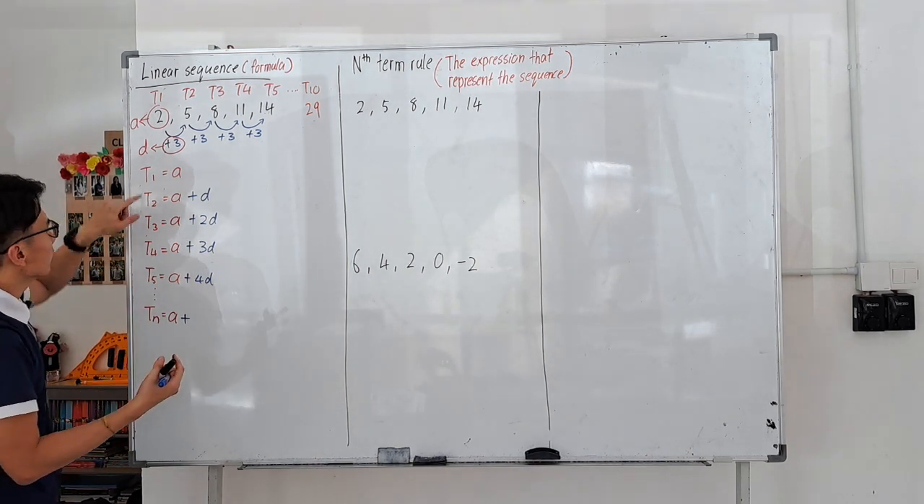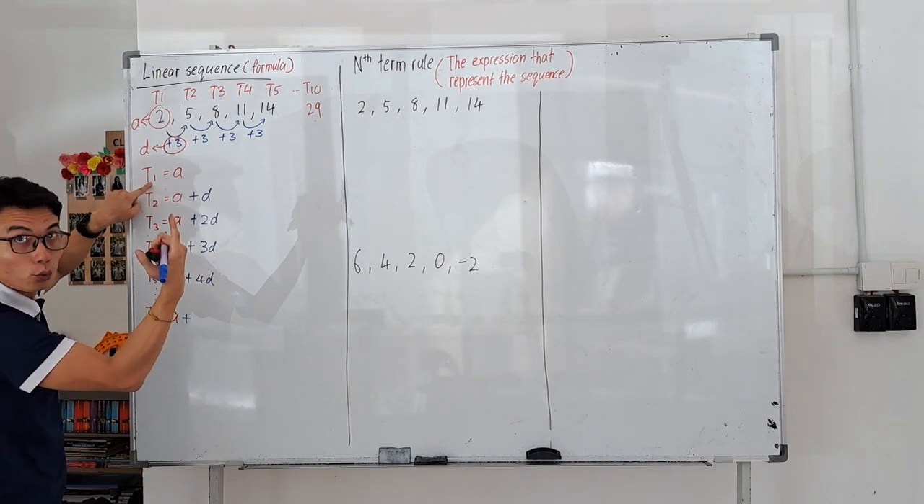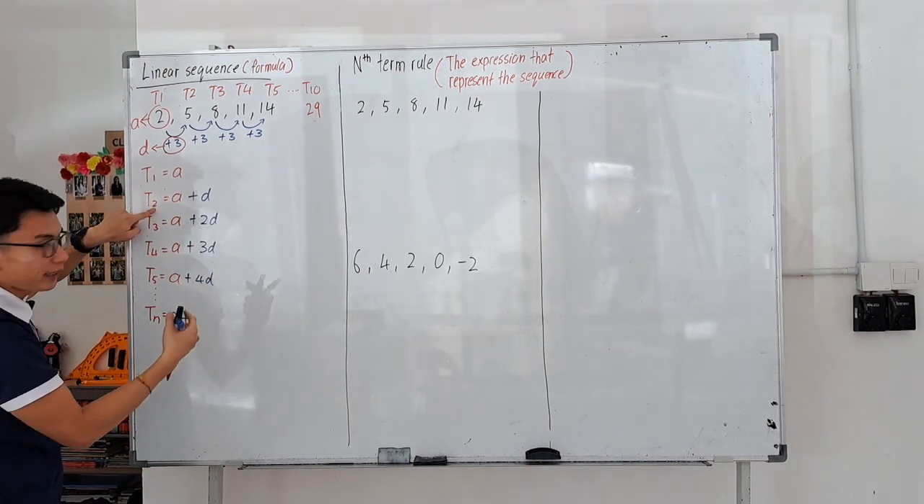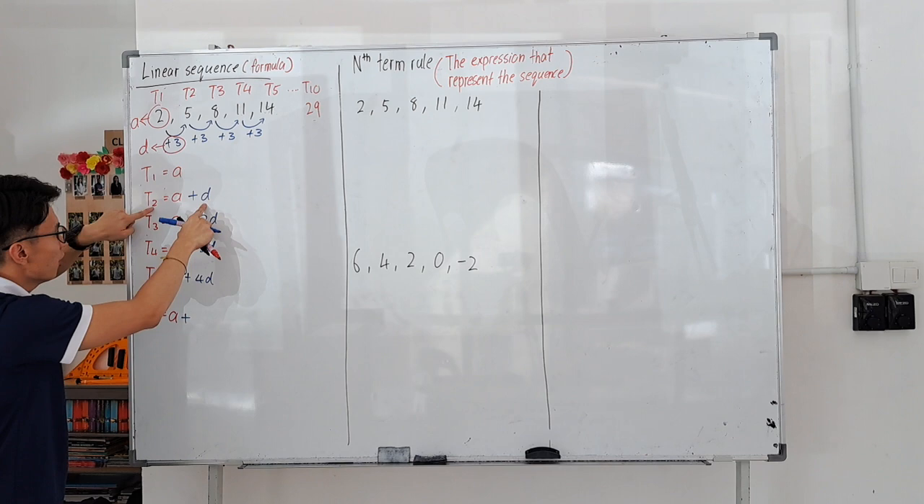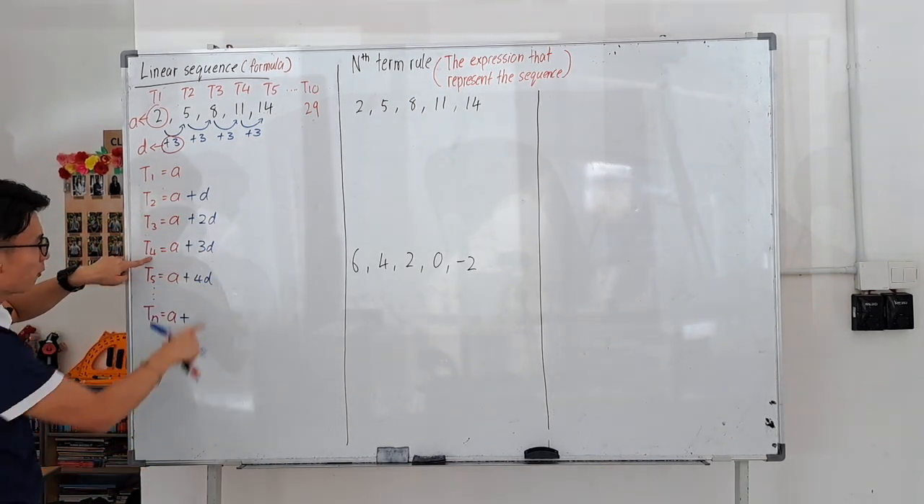Now let's see a pattern. To find term 1, I have no D's. To find the second term, I have 1D. To find the third term, I have 2D. To find the fourth term, I have 3D.